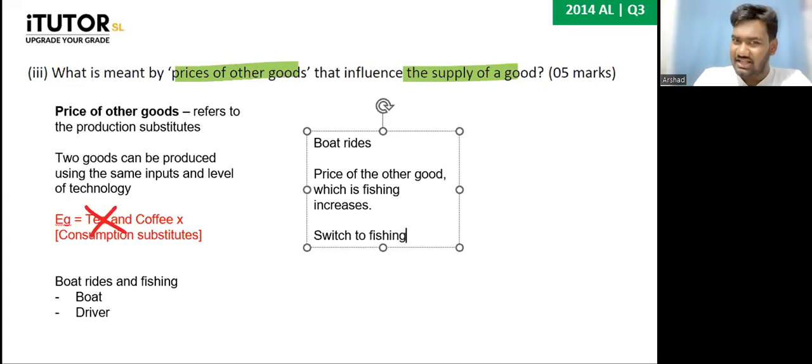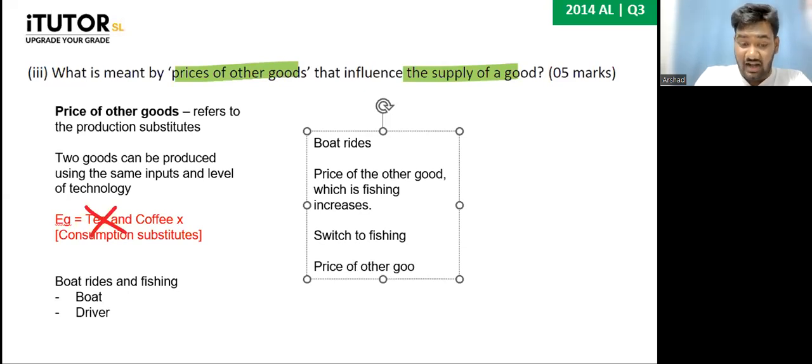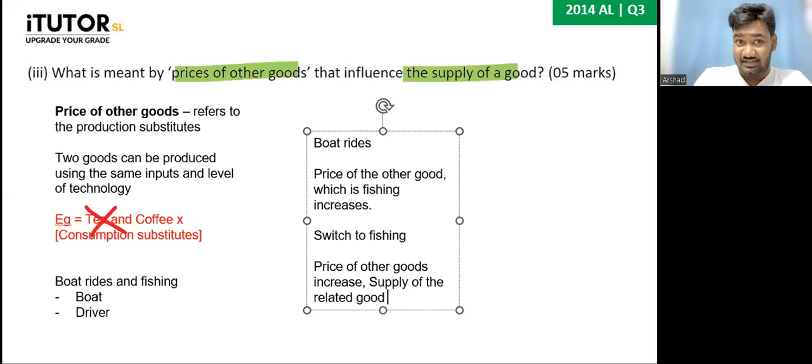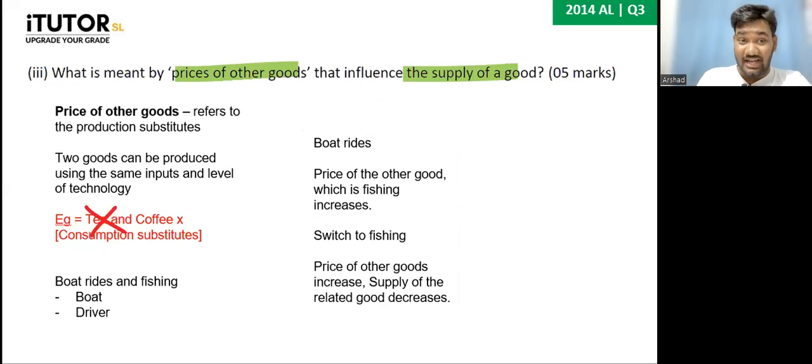Because with your boat and yourself, you can do anything. You would switch. So what can you say, guys? When the price of other goods increases, what happens to the supply of the related good? Related good means your good. Supply of the related good increases or decreases? When the price of fishing increased, all the people who were supplying boat rides now switched to fishing. So the supply of the related good decreases. Is that clear, guys? You need to know that at that level.